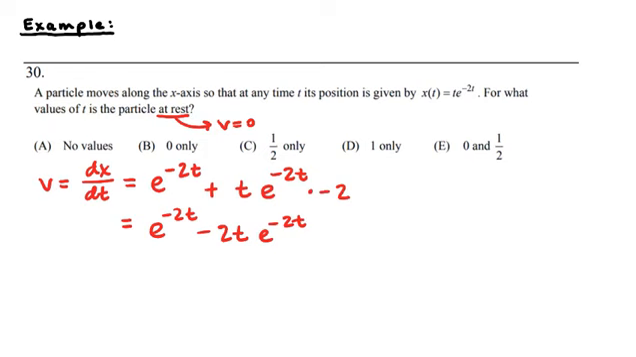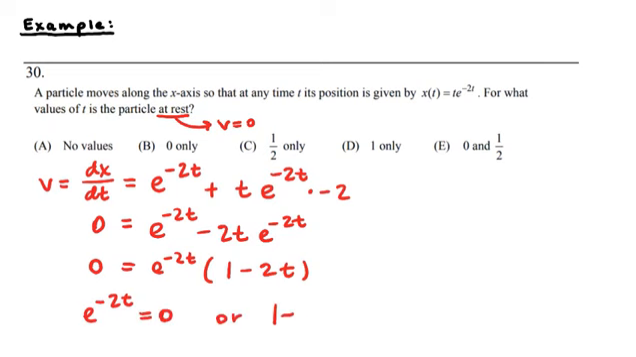And I'm interested in where this thing is equal to 0. Well, how am I going to solve that without a calculator? This is not a calculator question. What I'm going to do is factor out that e to the negative 2t. I'll be left with a 1 minus 2t. Okay, so if these two things multiply together to equal 0, either e to the negative 2t is equal to 0, or 1 minus 2t is equal to 0. Now, 1 minus 2t is equal to 0 when t equals 1/2.